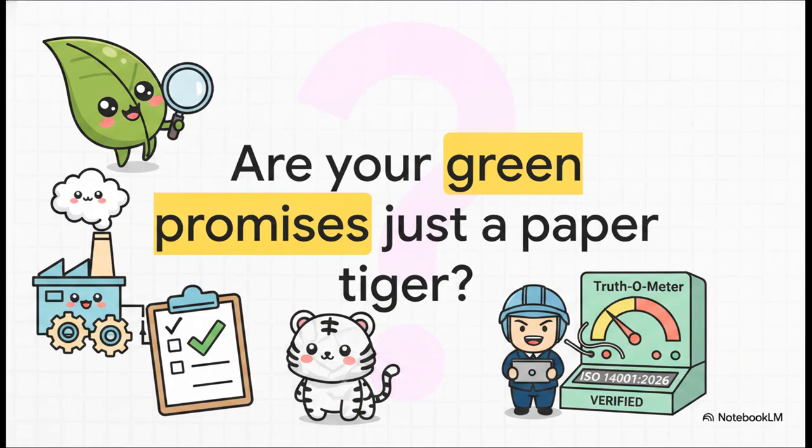It really begs the question, are your company's green promises actually built to survive a rigorous audit? Or is your environmental policy just, well, a paper tiger? We're going to explore that inherent conflict between what corporations say they're doing for the environment and what an auditor actually uncovers when they show up. Because, look, it's incredibly easy to make green promises, but ISO 14001:2026 is designed to be the ultimate lie detector. It demands hard, verifiable evidence that an organization's environmental commitments are truly operational.